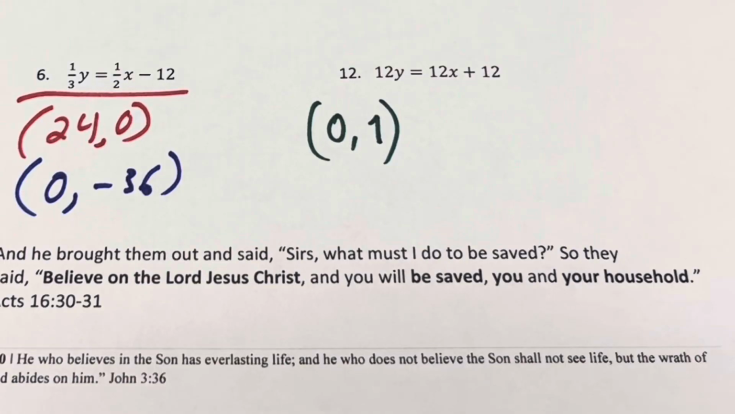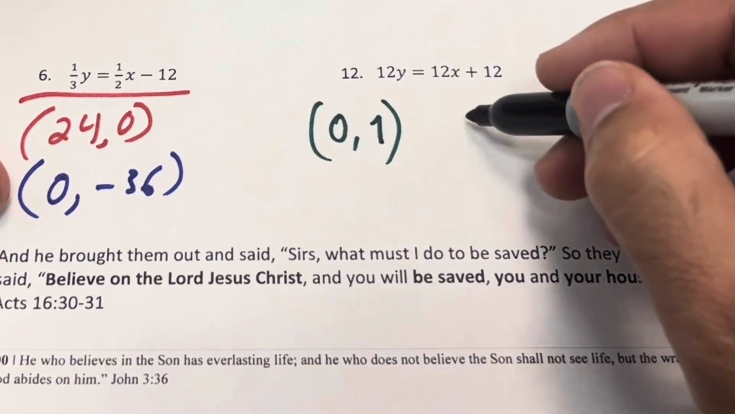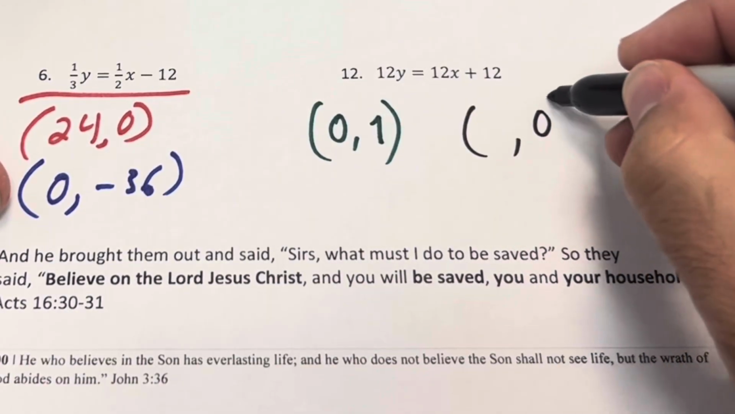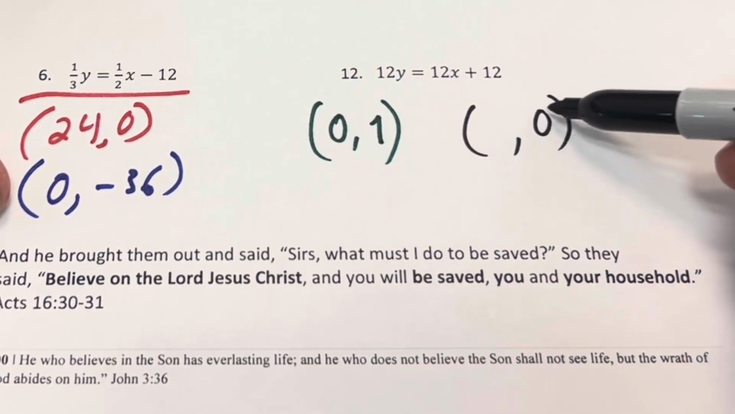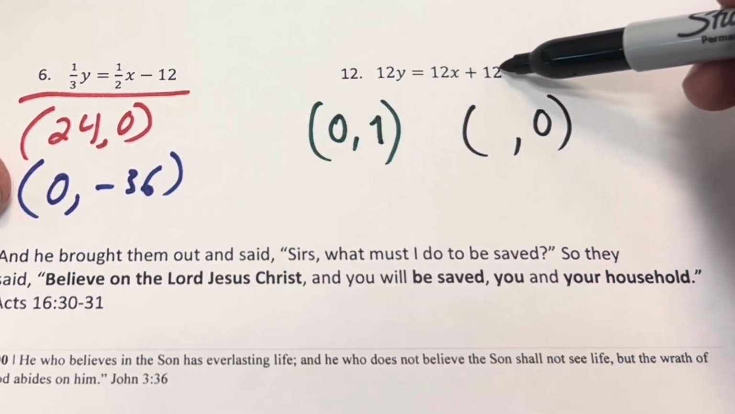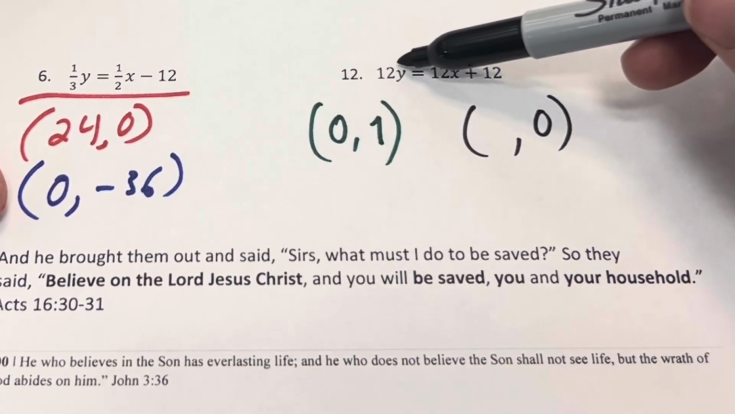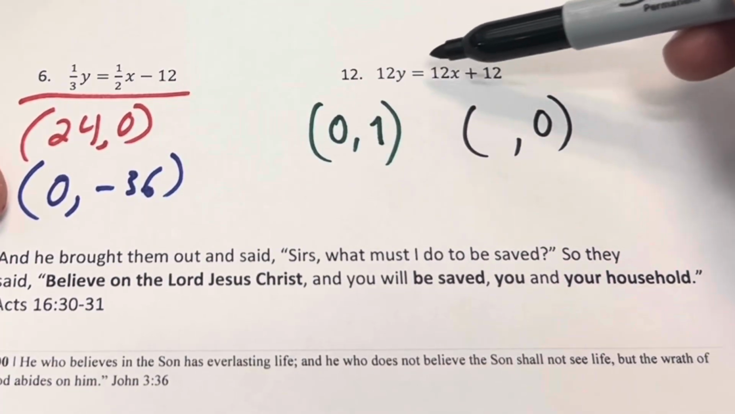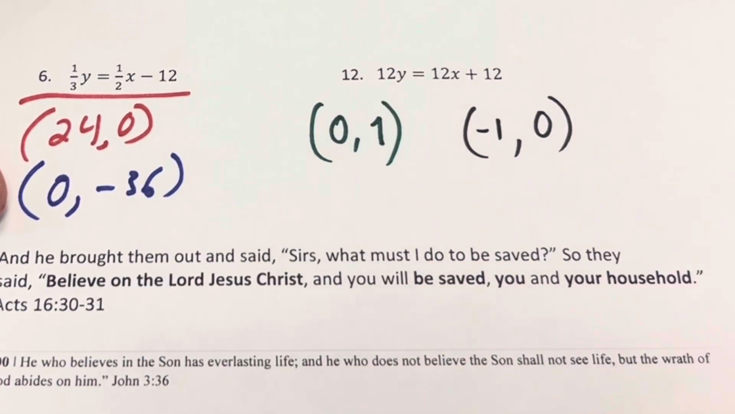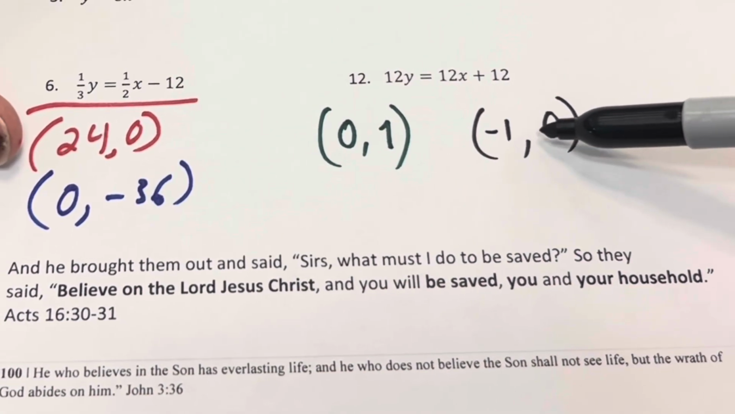And now the x-intercept. Let me take another color. Now if y is 0, I know it's something comma 0. Now for the x-intercept, 0 to y. This is 0. The 12 goes here as minus 12, then divided by 12. That will be negative 1. So negative 1 is the x-intercept, and here is the y-intercept.